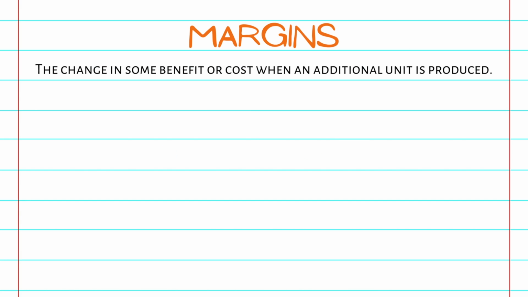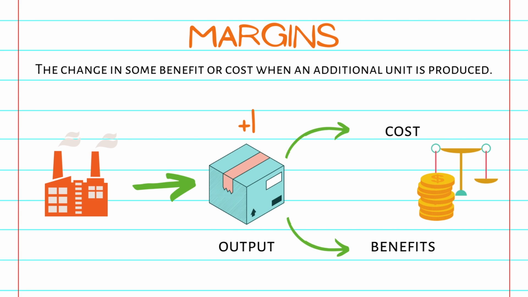So the concept of margins in economics: margins, denoted by X, indicates a change in benefit or cost when an additional unit of a good is produced. Mathematically speaking, we can understand it simply as the rate of change in terms of benefit or cost within the productions with respect to a change in input. So let's look at this case study.